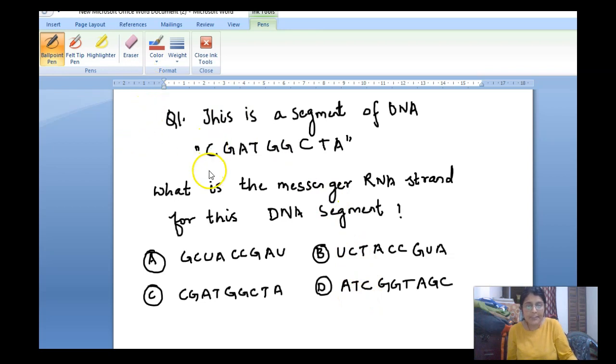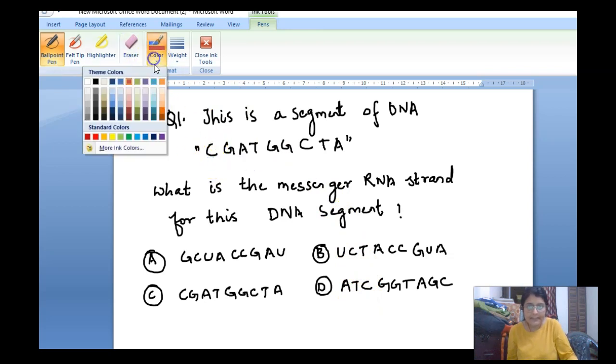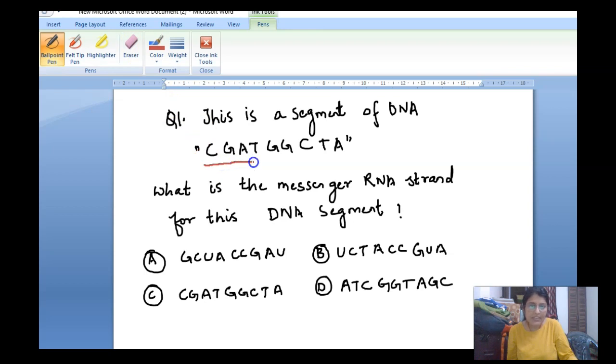And the segment of DNA has the sequence, here I am highlighting with red color. The sequence is CGAT GGCTA. So what can be the transcript of messenger RNA? So coming to the explanation, let's move to the explanation.